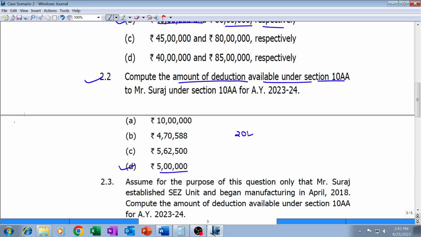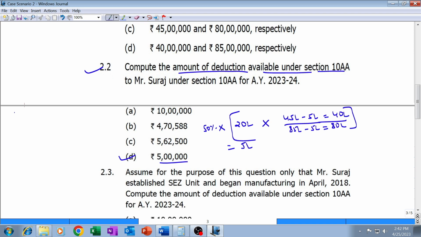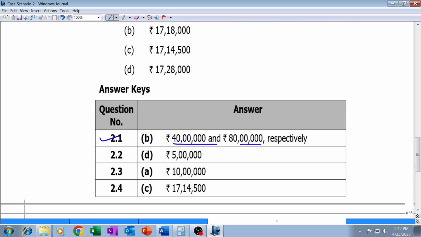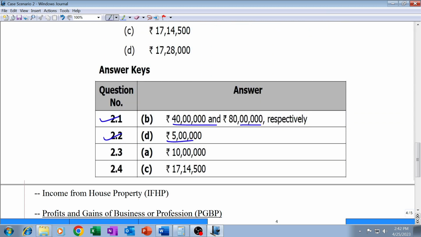How did we get 5 lakh rupees? 20 lakh total profit into export turnover minus freight insurance outside India divided by total turnover minus freight insurance outside India. So export turnover was 40, total turnover was 80, and this entire thing into 50% because the current year is the 7th year. Accordingly, it will be 5 lakh rupees. Third point, now let's check the answer. D is the answer. Our answer is D. The institute's answer is also D.